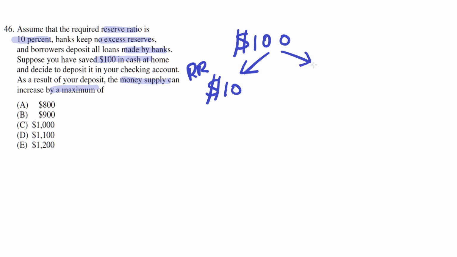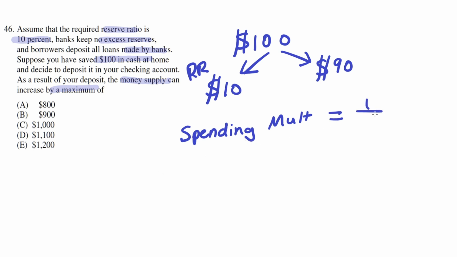The rest are excess reserves, but because the bank keeps no excess reserves, it loans this money out. So $90 is loaned out. And now to calculate how much this will influence the money supply, we have to find the spending multiplier, which essentially determines how much this $90 in increased money supply will lead to the maximum change in money supply. To calculate this, we need to calculate 1 over the required reserve ratio. And because the required reserve ratio is 10%, this would be 1 over 0.1, or 10.